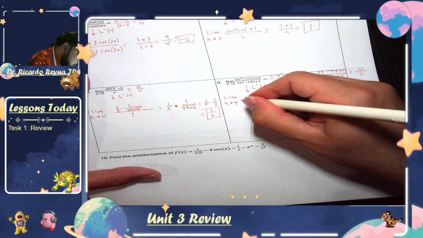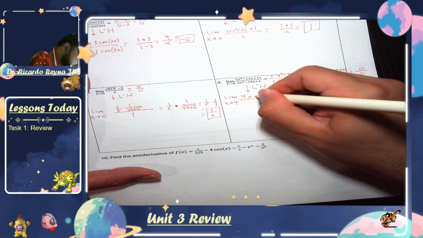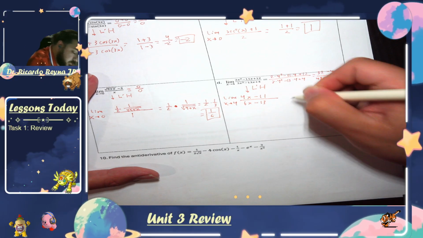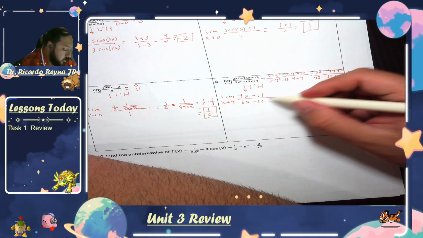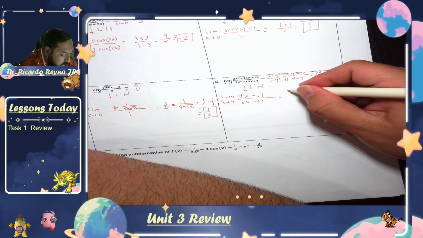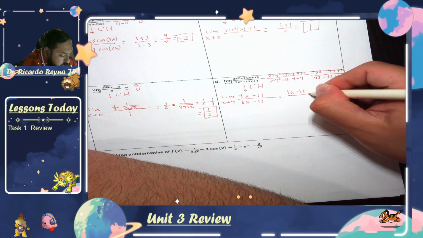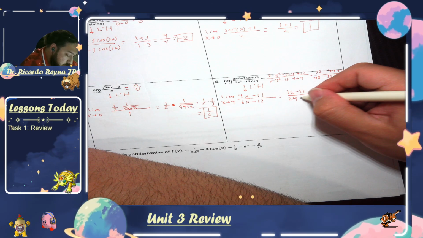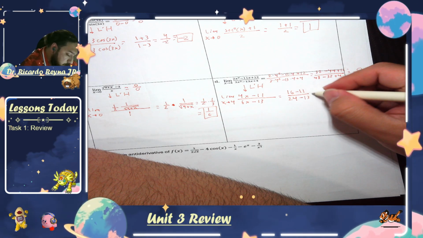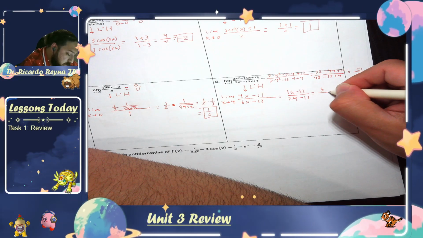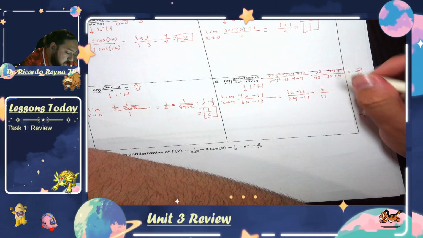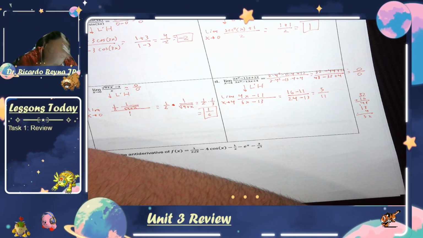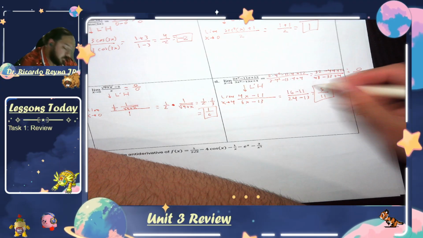And I get 4x minus 11 over 6x minus 13. And I can definitely just plug in 4 for these. I get 16 minus 11 over 24 minus 13. That becomes a 5 on the top, and that becomes an 11 on the bottom. Let me just double check. Yeah, okay, cool. And that's your answer.